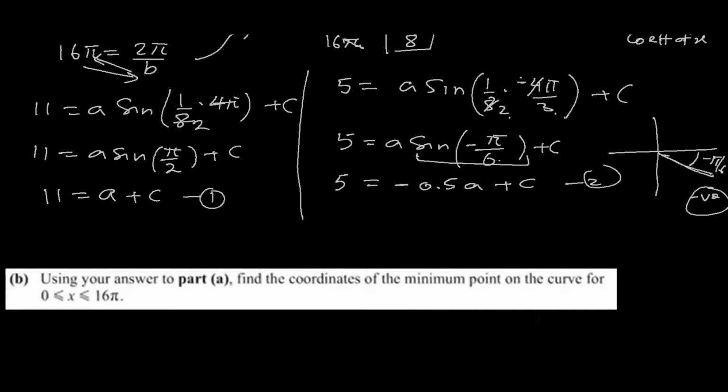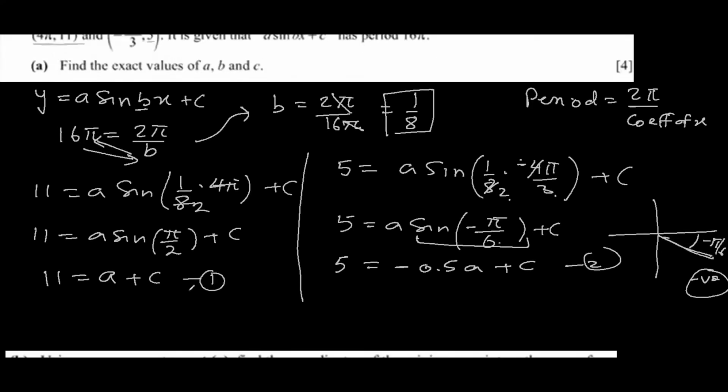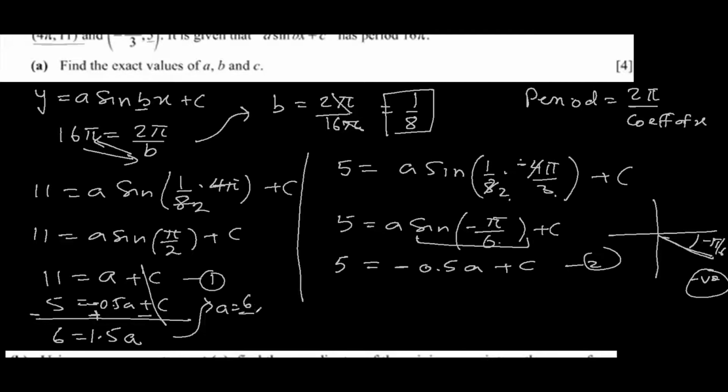This is equation number 2. So let's use the elimination method to find the value of one of them. Let me put this equation under the first equation, equal to minus 0.5A plus C. Subtract the second equation from the first equation. The minus 0.5 changes to positive and the others to negative. They cancel out. 11 minus 5 is 6 equal to 1.5A, and that gives us A equal to 6 over 1.5, which is 4.